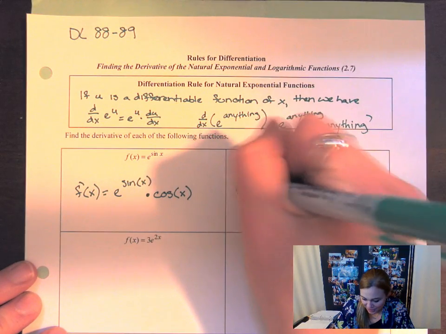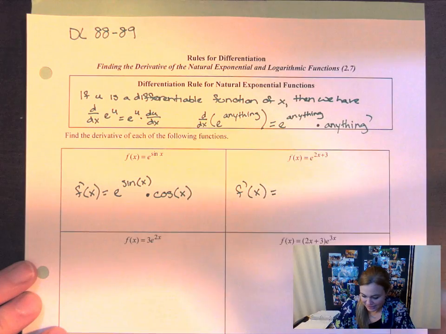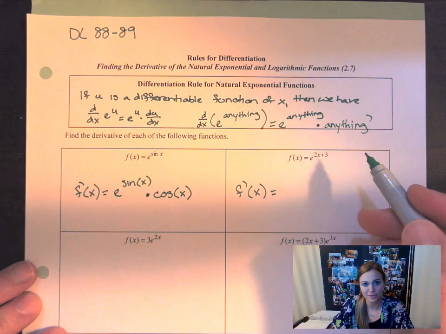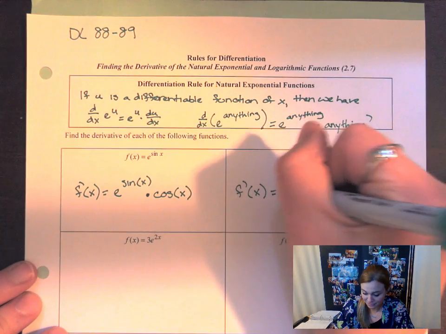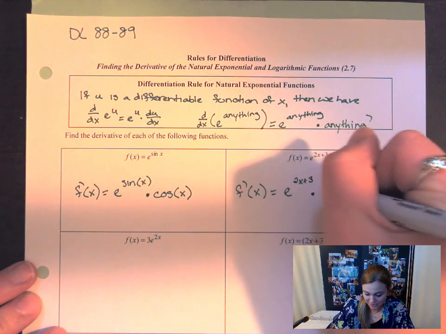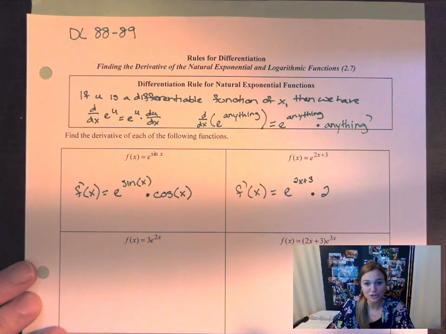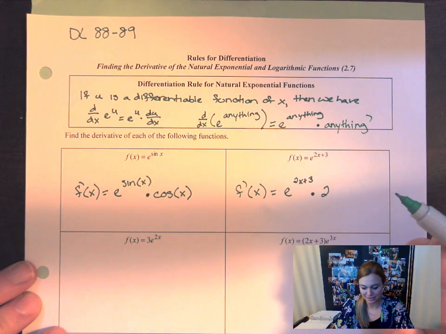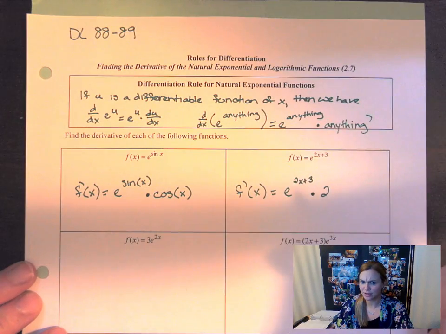How about you try this one? If I do, this is e to the 2x plus 3, e to the anything times the derivative of the anything. You try. E to the 2x plus 3 times 2. If you wanted to, you could write 2e to the 2x plus 3. Or I can just leave it like this. Okay, does it get worse?